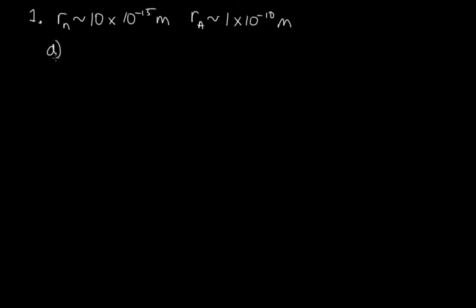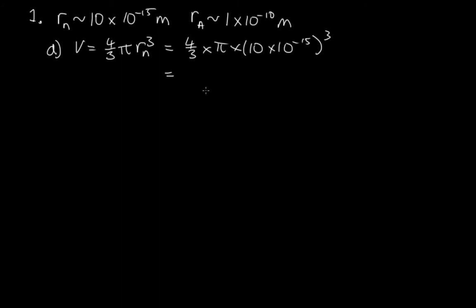Now, part A asks us to calculate the volume of the nucleus. So the volume is equal to 4/3 pi the nuclear radius cubed. This is just the volume for a sphere, so we're just going to substitute into this equation. So this is 4/3 times pi times 10 to the minus 15, all cubed. And so solving this on the calculator, we end up with 4 times 10 to the minus 42 meters cubed. So this is just to one significant figure because these values are only given to one significant figure.